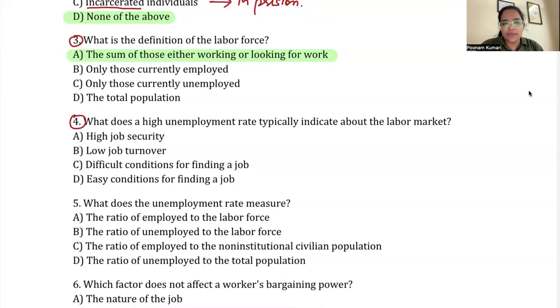The higher the unemployment rate, the people who are finding a job will have difficulties. Why will they have difficulty? Because everybody is trying to get the job, right? There's a competition. So part number C. Fine with everyone? Yes.